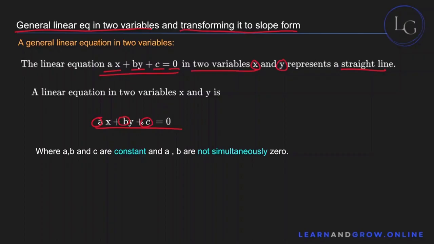x and y are the variables, and a and b must not be 0, because if any one of these is 0, then their corresponding variable that is being multiplied will also become 0. So for example, if a is equal to 0, this entire ax term will also become 0, and hence you'll just be left with one variable y, and we need an equation in two variables. So that's why a and b cannot be 0.